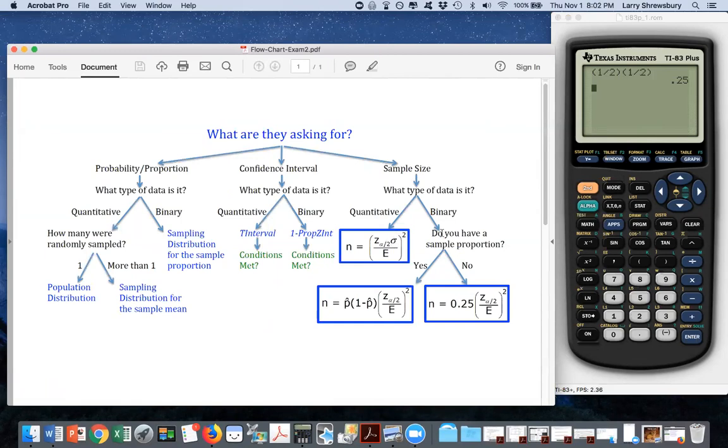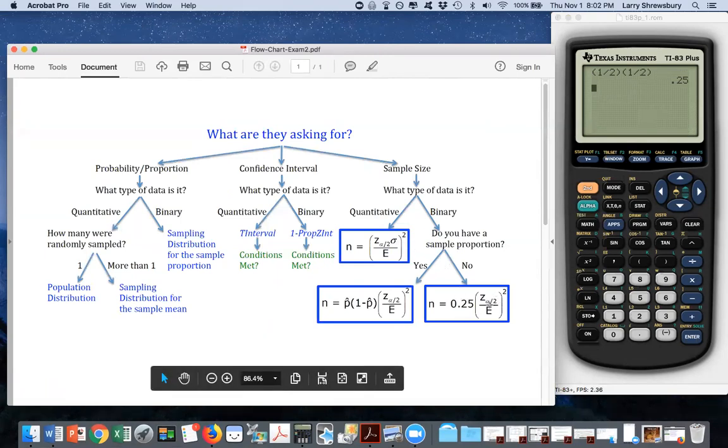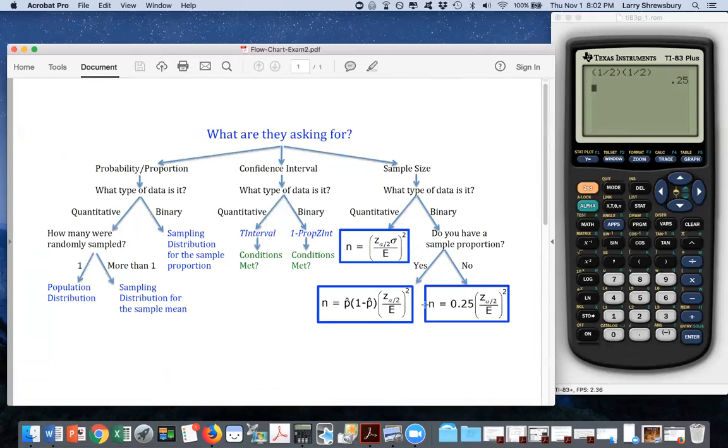Now, if it's binary, you've got one simple question to ask. If you've got a p-hat, you use the formula with the p-hat. And if you don't have the p-hat, then here you are. No p-hat, and of course, no standard deviation, because you notice neither of these have any standard deviations, because binary data doesn't have standard deviations for its population.